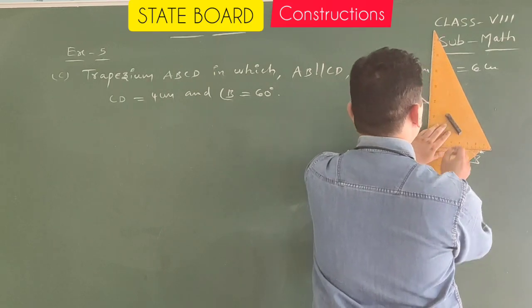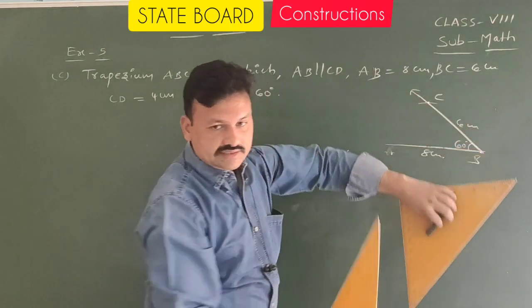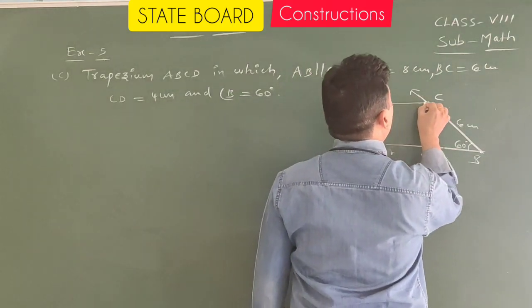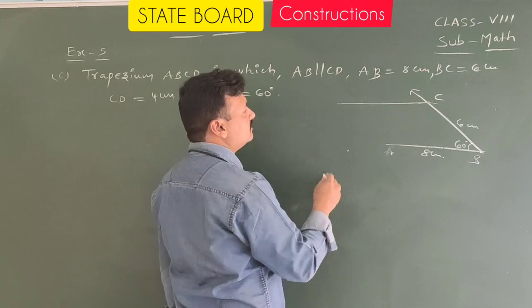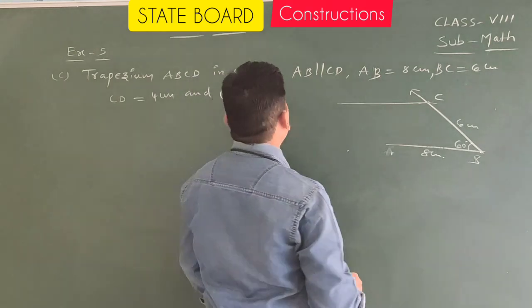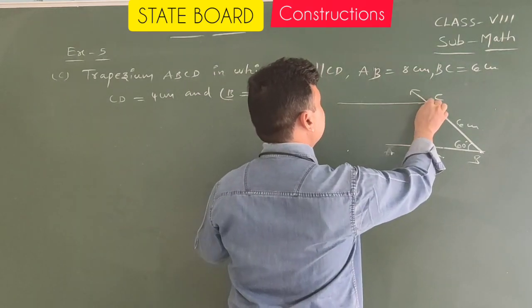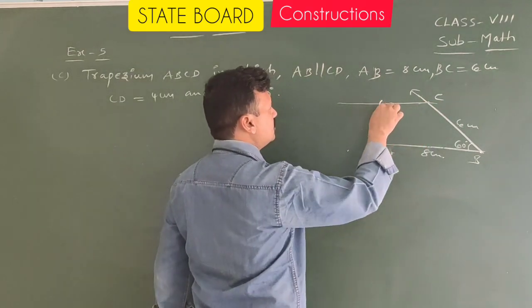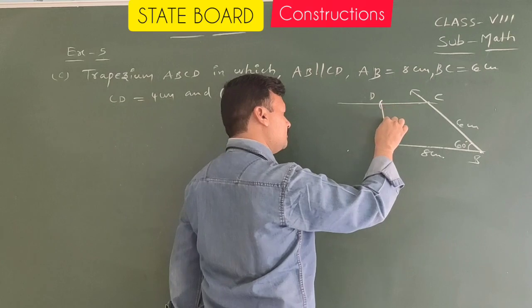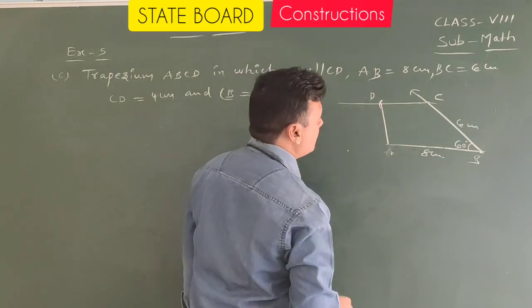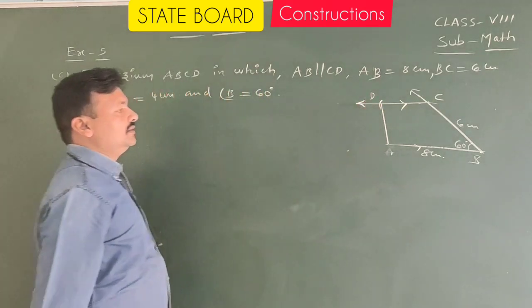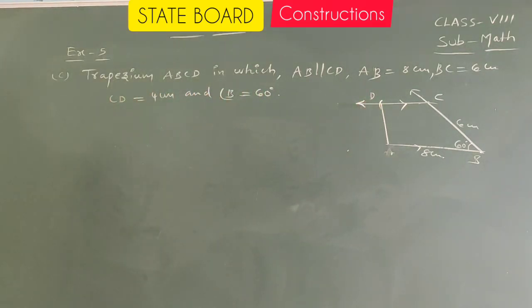In this way, we can construct. The construction I will show here, like this video. Now, another information with the C as center, CD 4 centimeters again. So, draw. Now join. In this way, we can construct a trapezium.